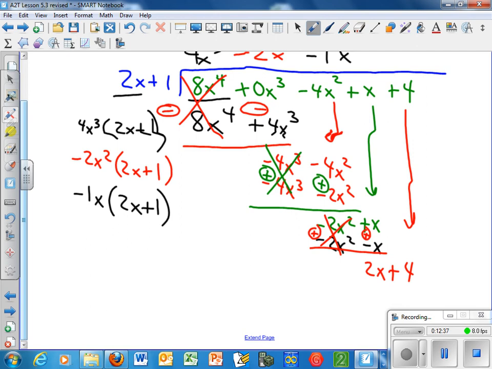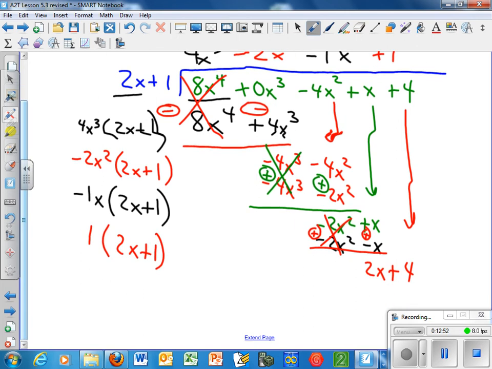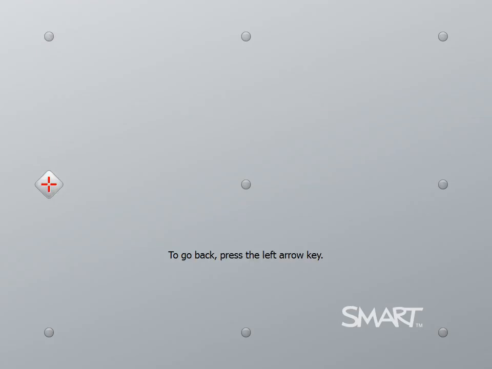Now I ask myself, how many times does 2x go into 2x? Well, that's plus 1. So I take 1 times 2x plus 1, which will just be 2x plus 1. So I'm going to get 2x plus 1 right here. Change the signs. 2x minus 2x drops out. I have positive 4 minus 1, which is 3. This is my remainder.